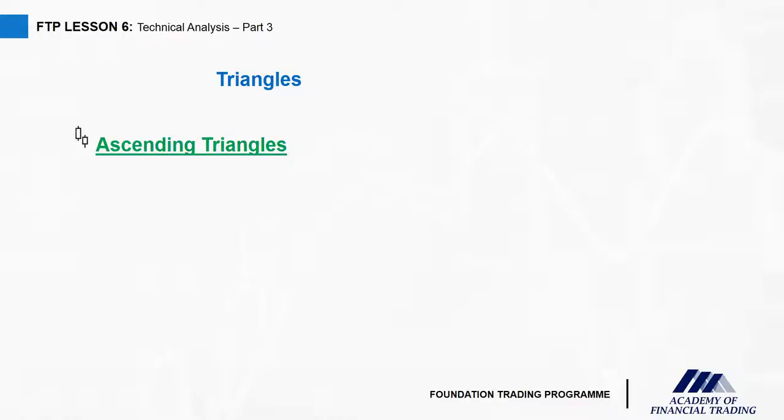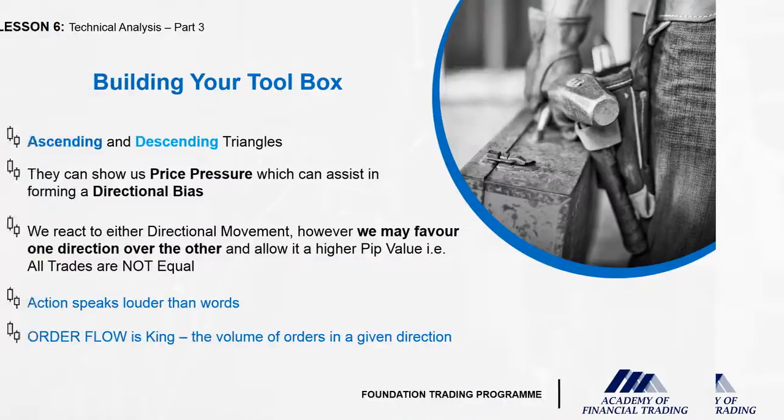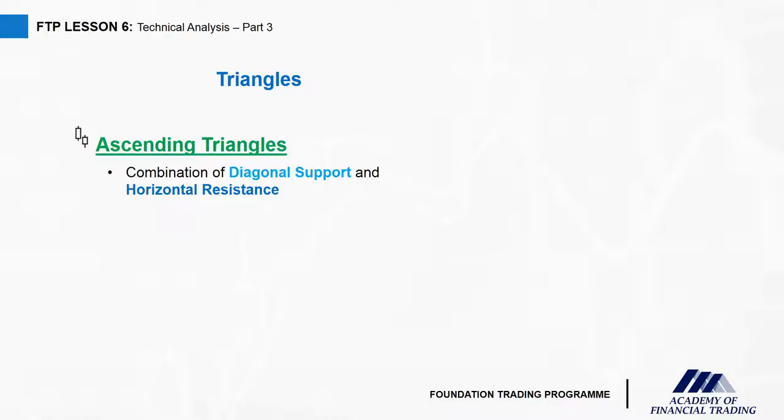So first off, let's talk about ascending triangles. We all know the word ascending is basically going up. So it's a combination of diagonal support and horizontal resistance. Now, does anybody remember which is support and which is resistance? When I say support, am I saying floor or ceiling? Exactly, the floor supports your weight. So we have to remember that. An ascending triangle is a combination of diagonal support and horizontal resistance. There's our horizontal resistance, our ceiling, and a diagonal support coming up.